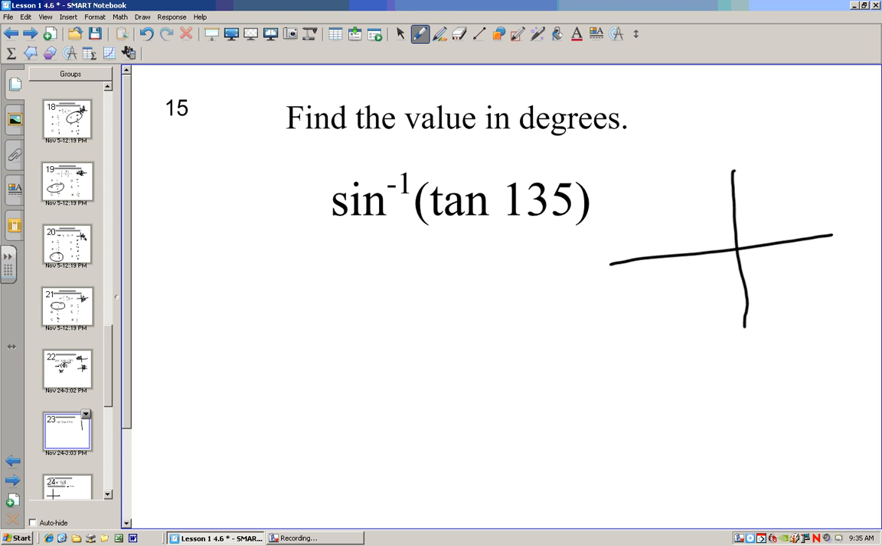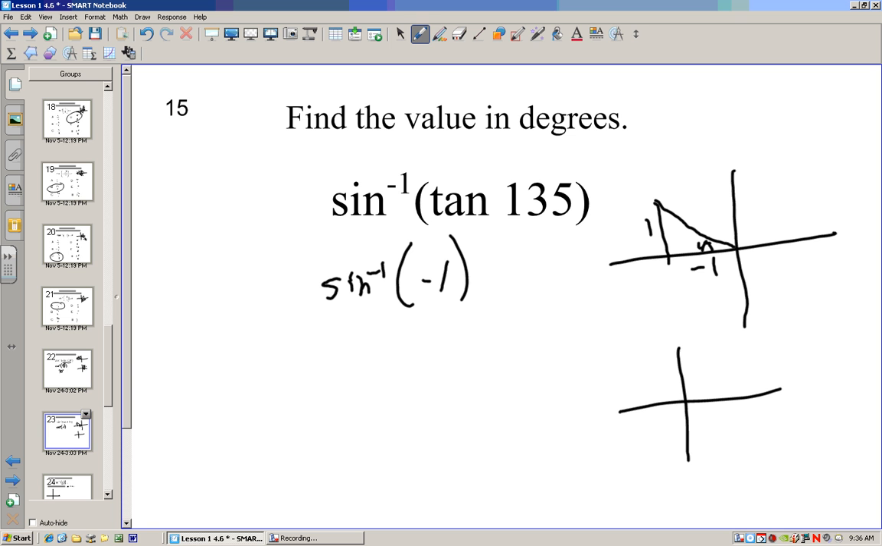Tangent of 135. 135 is off in this direction. Tangent at 135 is going to be 1 over negative 1, so that's negative 1. So I have the inverse sine of negative 1. Now the inverse sine of negative 1 means my opposite over my hypotenuse is going to be negative 1. So for my opposite side to be negative 1, and my hypotenuse to be 1, that means this angle would be right on this axis. So that would be negative 90 degrees.